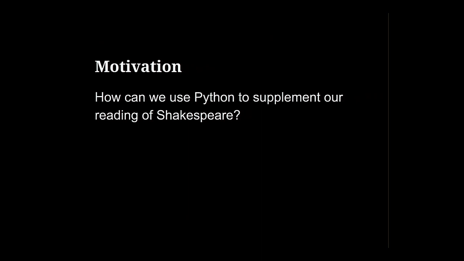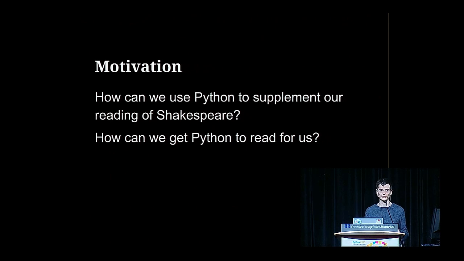In the second part of the talk, we're going to ask a little more ambitious question. How can we get Python to read for us? Obviously, this is a very ambitious task, so we're going to scale it down a lot, and we're going to build a text classifier. What a text classifier is, is that it'll take a piece of text, and it'll give you some information about that text. So in this case, we're going to build a genre classifier for Shakespeare. What that means is that we're going to take a speech, feed it to the classifier, and the classifier will be able to tell us if it came from a tragedy or if it came from a comedy.